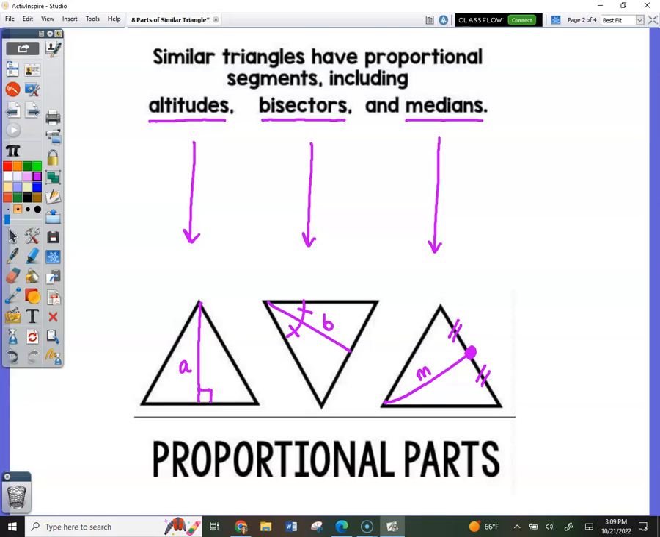Take your sunglasses off so you can see. This is the median.